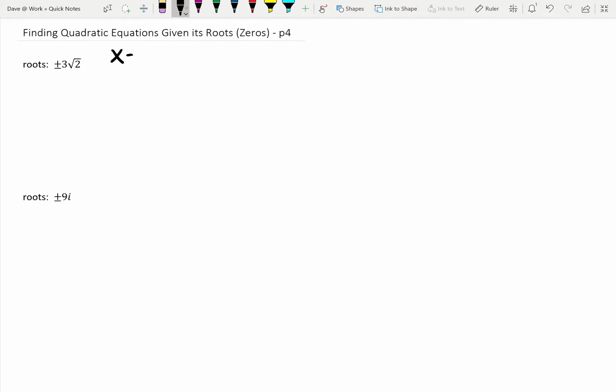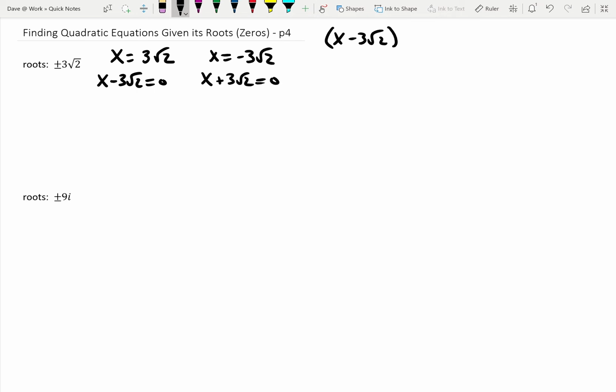Let's start with our first example where I go x equals 3 radical 2 and x equals negative 3 radical 2. If I generate my first factor, I will come up with x minus 3 radical 2. And as I generate my second factor, x plus 3 radical 2, don't forget that this is supposed to generate a quadratic equation, which these were the roots, and so I need to set that equal to 0. Because I do have my conjugate factors, I should expect the middle terms to cancel out.